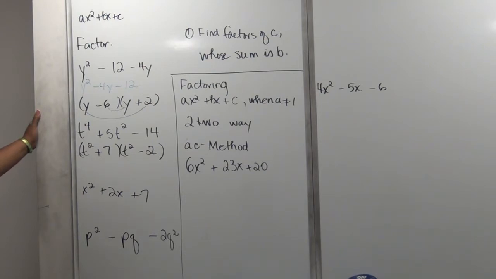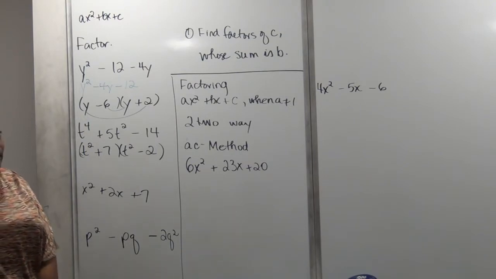What is that? Any factors of 7 to add up to 6? What are the factors of 7? 7 and 1. Okay, so does that add up to 2? No. Okay.